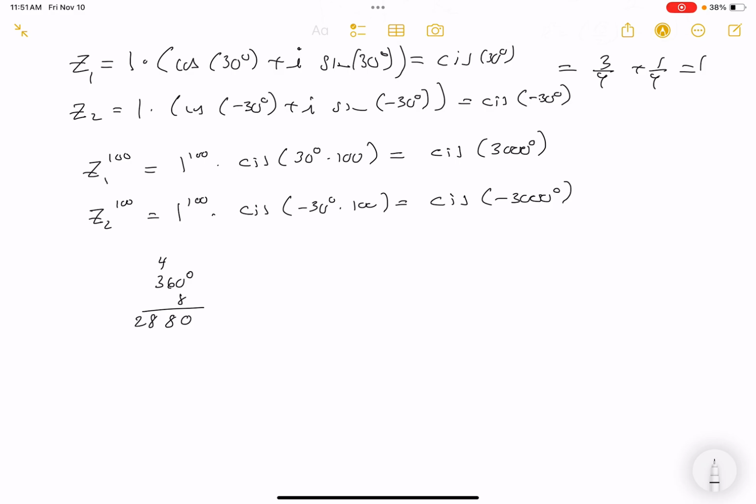So CIS 3,000. Well, I'd go around 8 times, and then I'd have something left over. And how much would you have left over? Well, let's see. To get to 3,000 would be... I'm not going to write 3,000 down again. Let me get my eraser out.